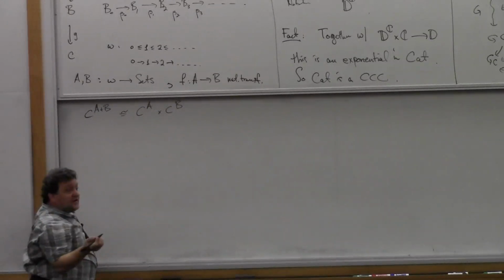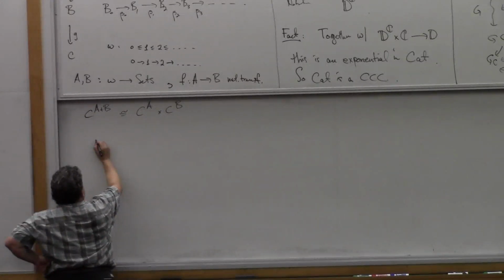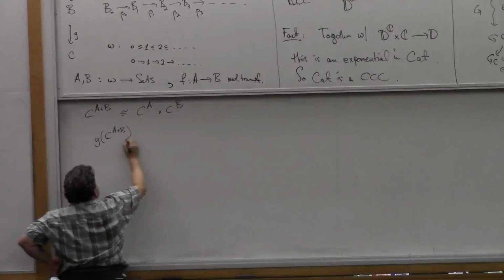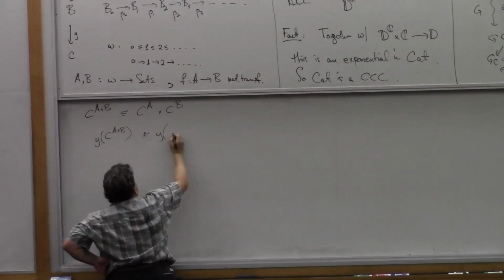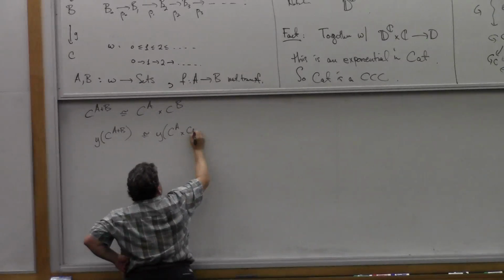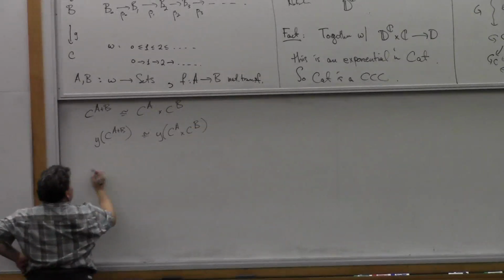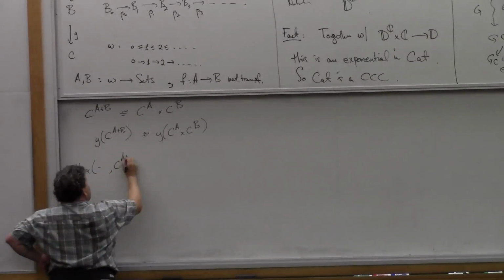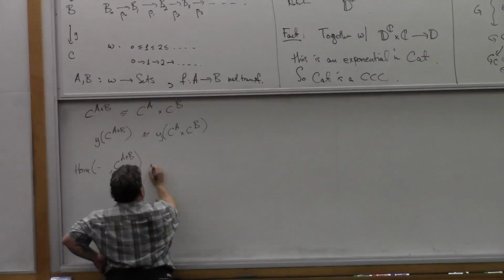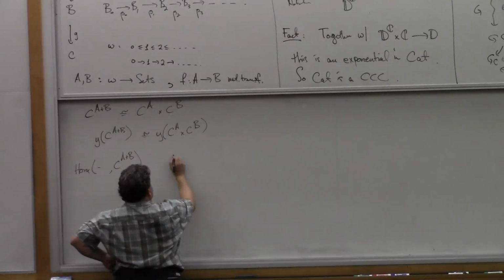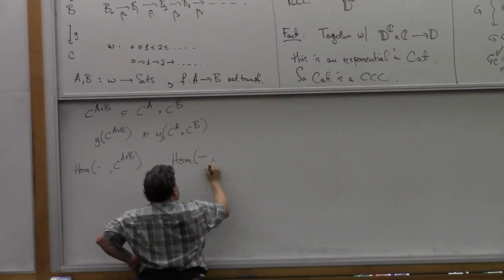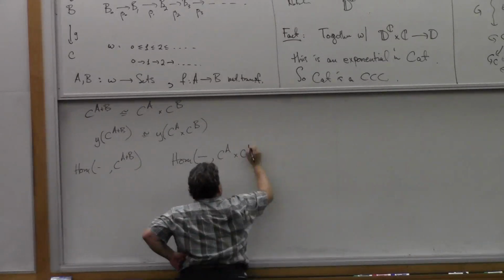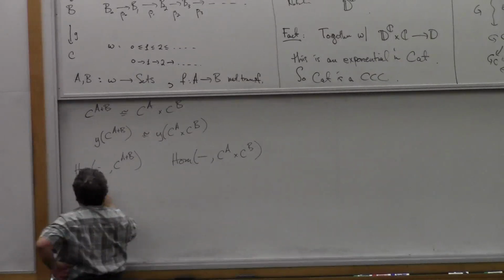But of course, I'll use the Awodey principle now, and I'll show instead that y of C to the A plus B is isomorphic to y of C to the A cross C to the B. Well, what's this? This is Hom blank C to the A plus B. And this thing, which it's supposed to be isomorphic to, is Hom blank C to the A cross C to the B. So that's what I'm trying to show. So let's give it an argument.